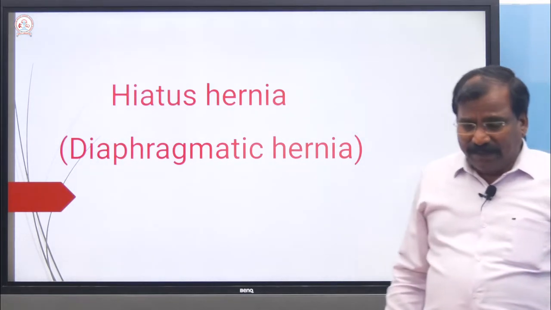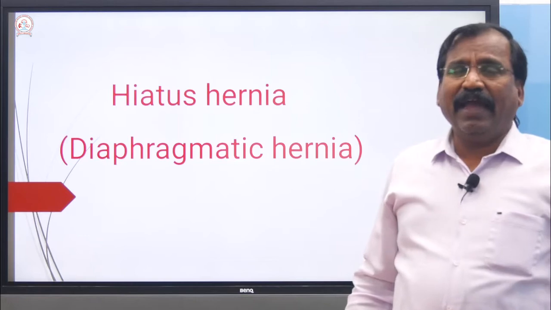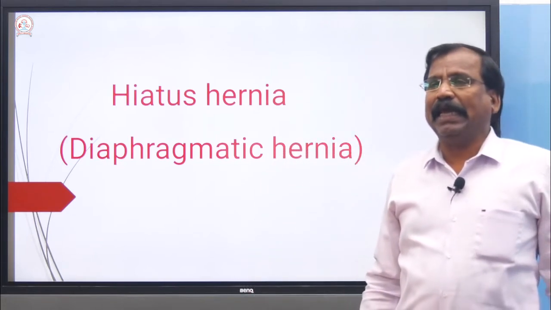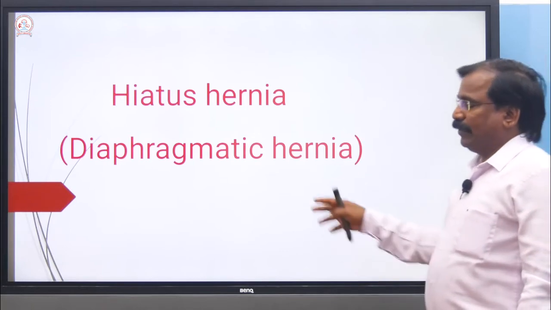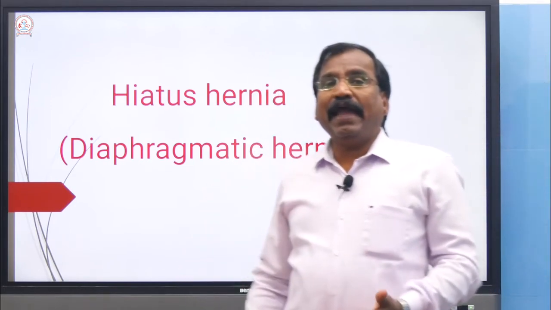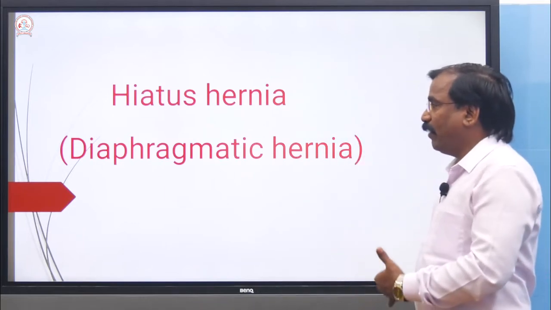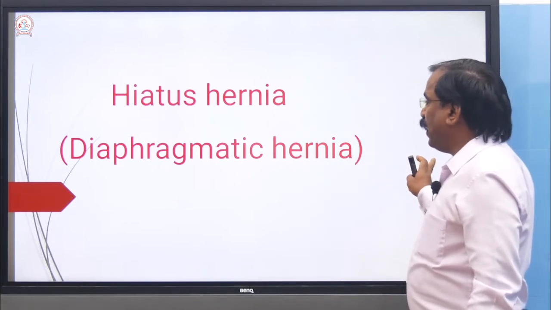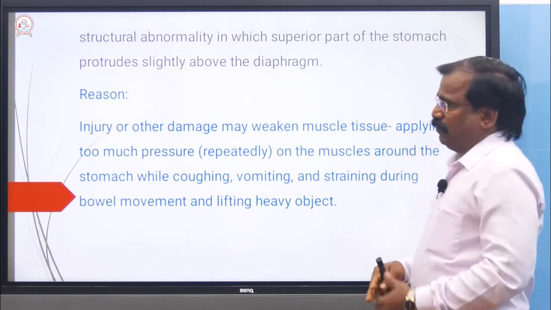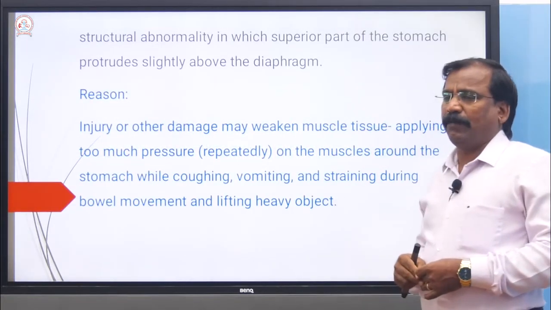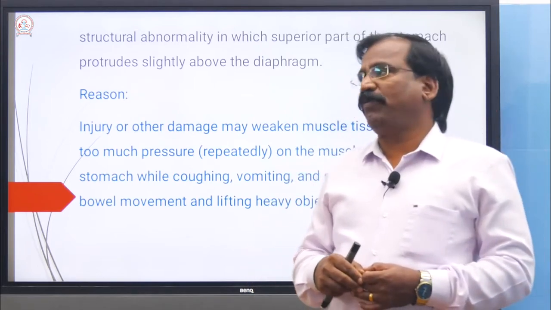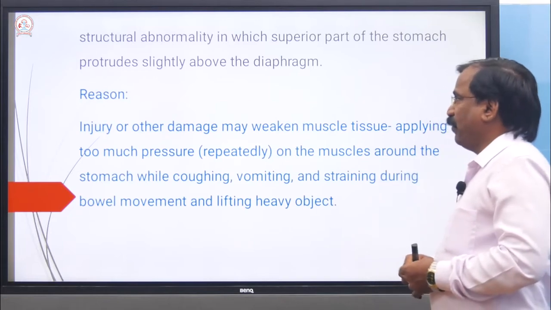Okay, then the next disorder is the hiatus hernia or diaphragmatic hernia. So what is the reason why this type of disorder, hernia, occurs?